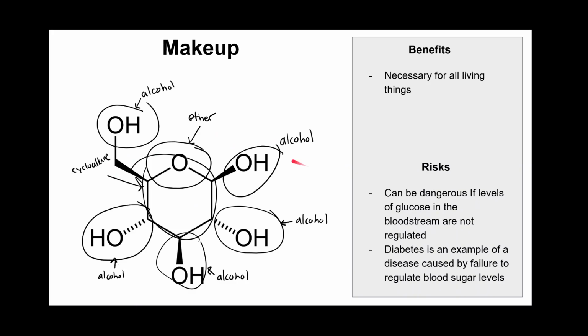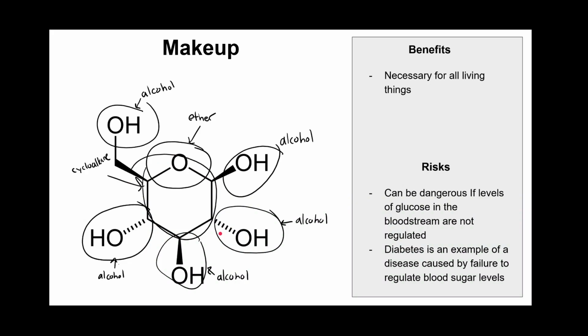So here's the makeup of a ring structure of glucose. It has some alcohol structures on the outside, and on the inside we have this cycloalkane with an ether component here.